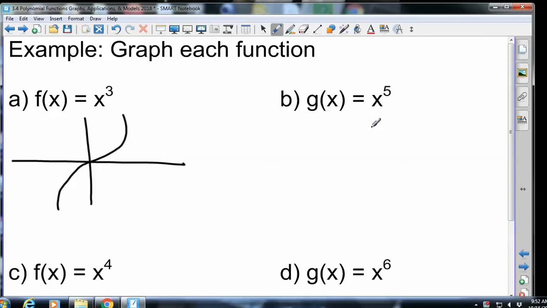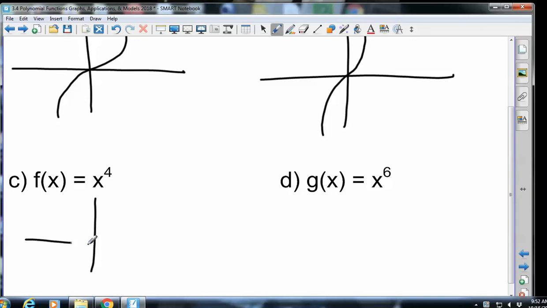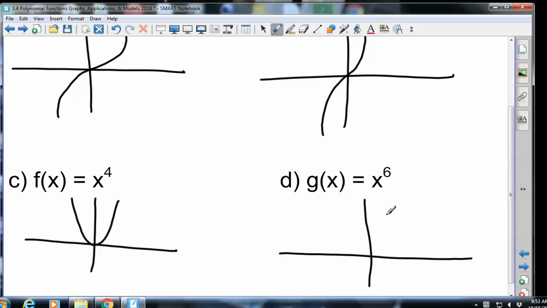x cubed, x to the fifth looks the same but skinnier. X to the fourth, what's that? Parabola, a little skinnier than the normal parabola. What's x to the sixth? Another parabola. It's just getting skinnier each time, isn't it?